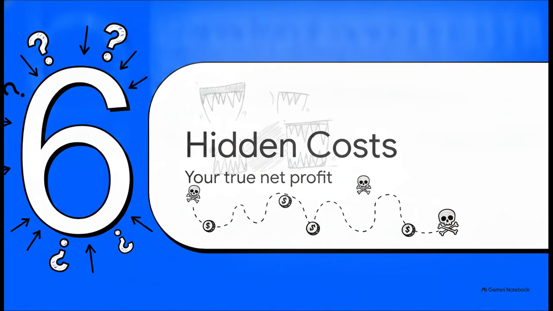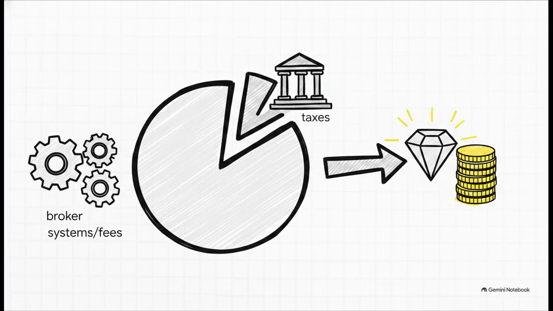Finally, Section 6, Calculating Hidden Trading Costs. The reality check on your net profit. Okay, we have to talk about the ultimate reality check for any trader. Those silent profit killers that most people completely ignore, but which this journal tracks automatically.